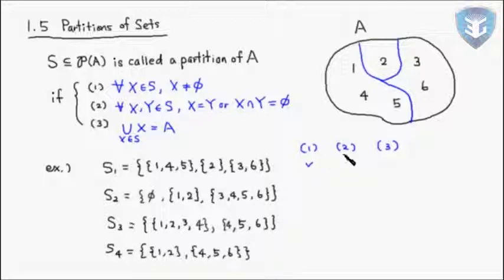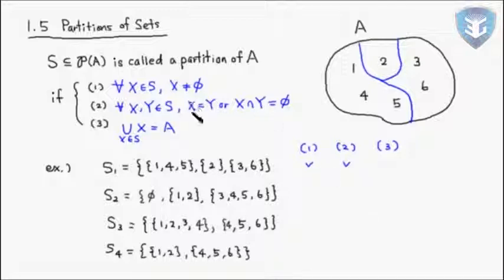All right, number 2. It has to be pairwise disjoint. So if you pick any subgroup, they cannot share any element. You can see that 1, 4, 5, 2, and 3, 6, none of them share anything. So you can see that it's satisfied here.